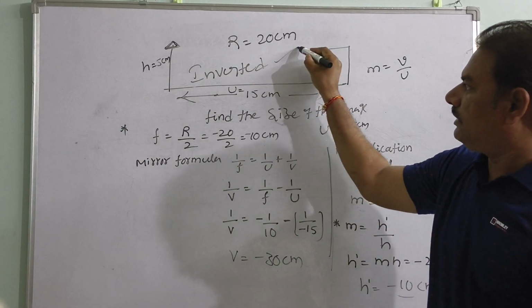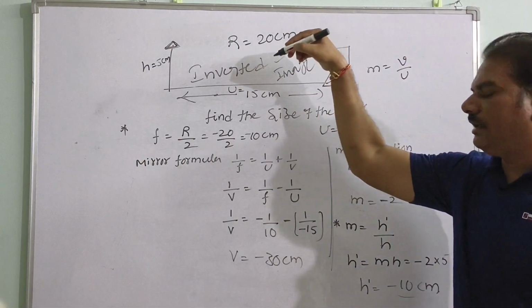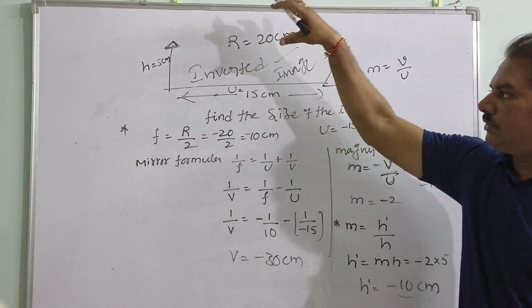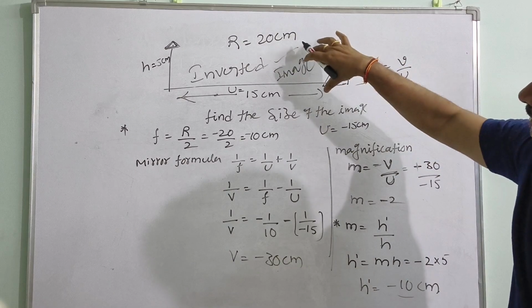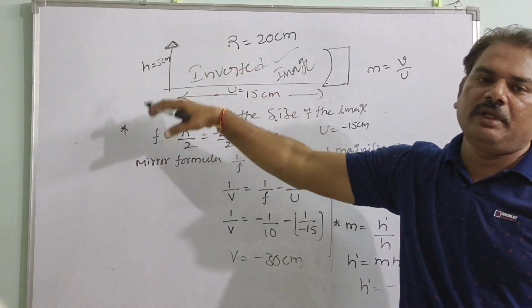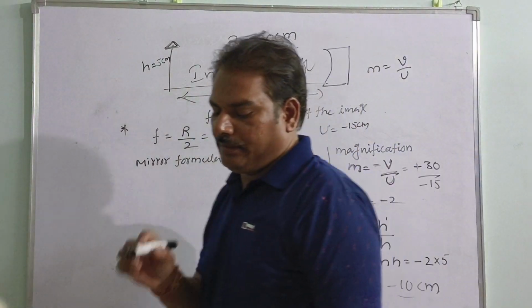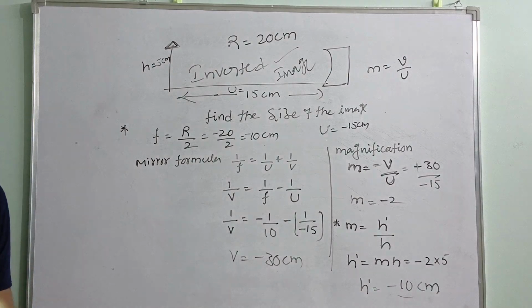So that image is inverted image. By using concave mirror, we get the height of the image, that is inverted. Height of the image also inverted image. So this is another problem.